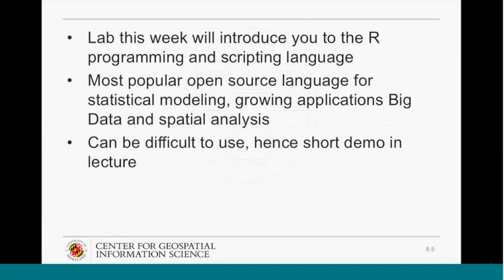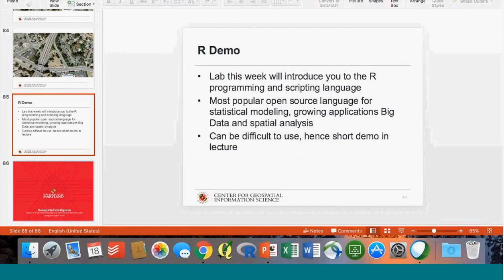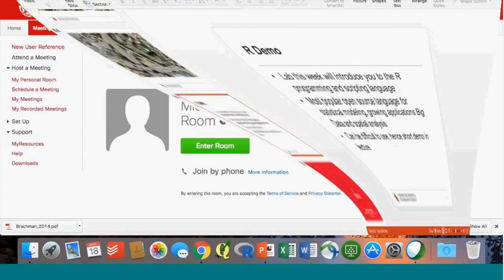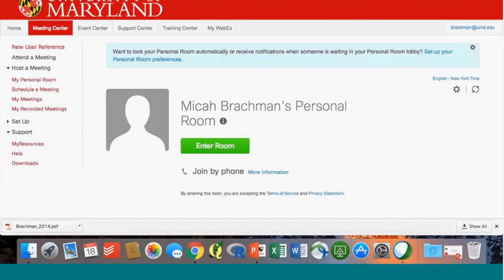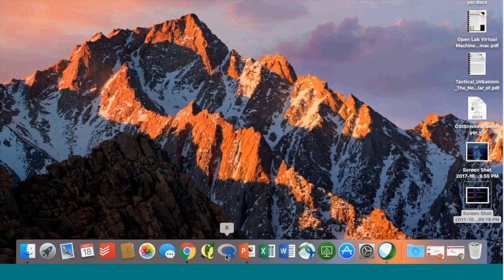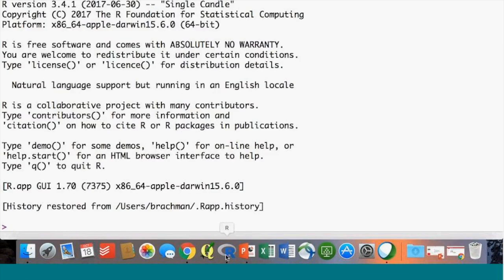So that's why I just want to walk through a quick demo before we really jump into our lab tomorrow. Just so you can get the basic feel for it down. So I'm going to close this, and let's launch R.